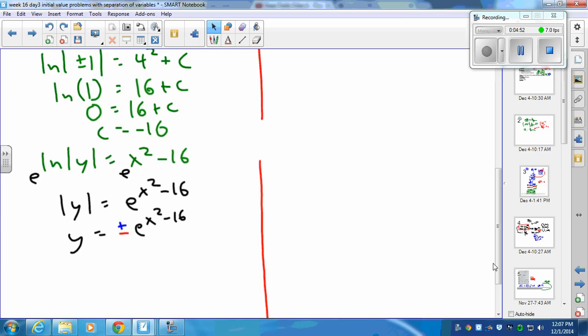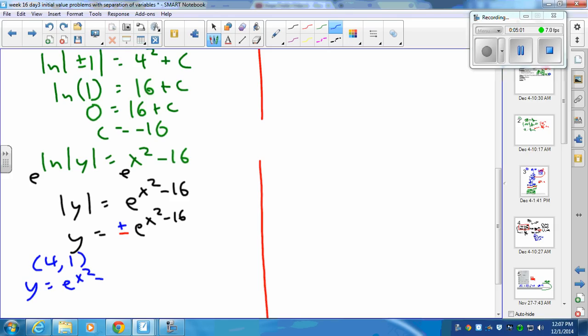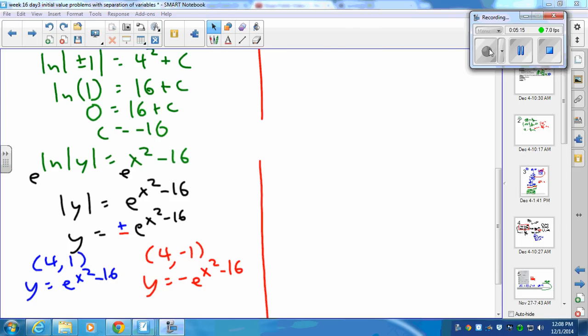Okay, so if you're starting with the 4 comma positive one, your guy would be y equals e to the x squared minus 16. And if you're starting with the minus guy, so 4 comma negative 1, you'd have to say y equals negative e to the x squared minus 16. Okay? And you can graph both of those guys to make sure they do go through 4 comma 1 or they go through 4 comma negative 1.